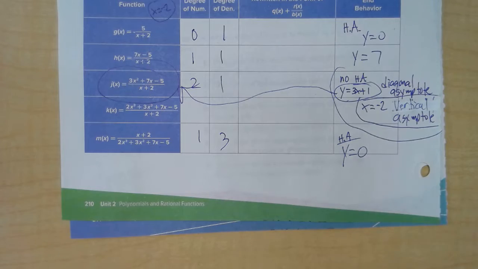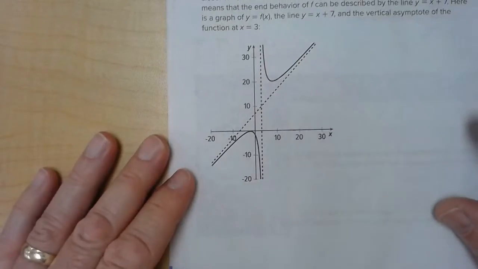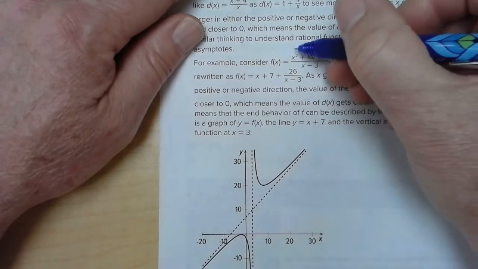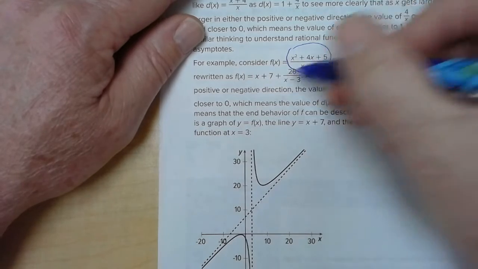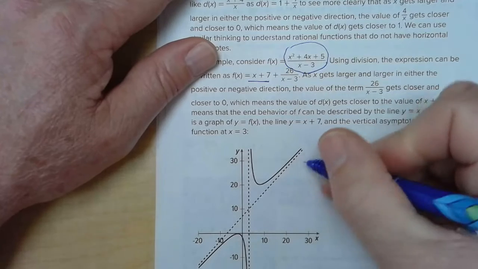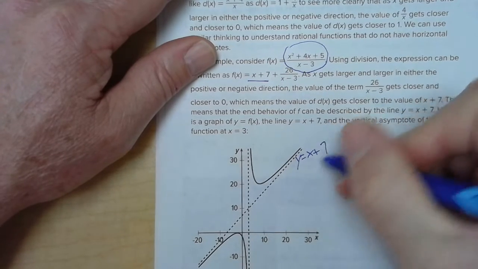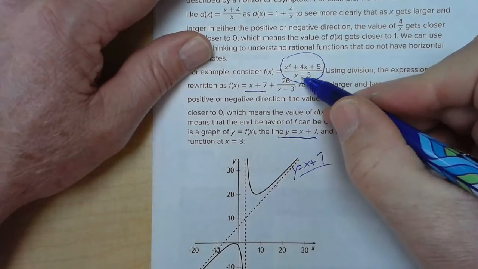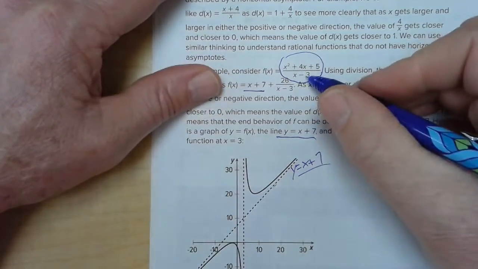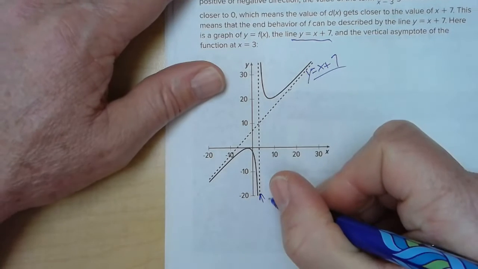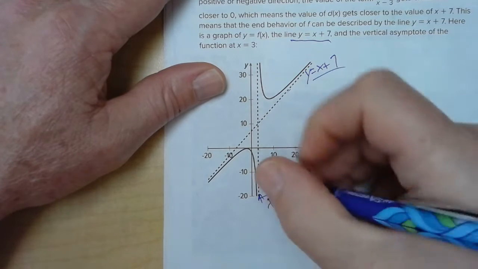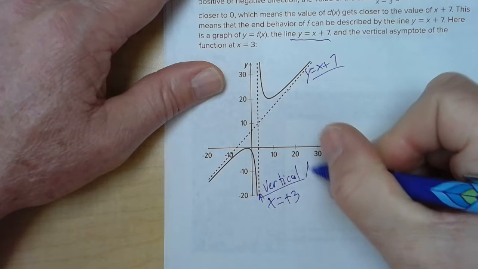Let's look at the orange page to kind of straighten this out. So this one here, we can see that there's this diagonal boundary. What's the diagonal boundary? Well, they had this function here, and then they did the polynomial division, and they got this x plus 7. So y equals x plus 7 is this diagonal boundary, right? So there it is. Now, since it's x minus 3, putting 3 in here would cause division by 0. So this right here is x equals negative 3, positive 3, my bad, positive 3, and that's the vertical asymptote.